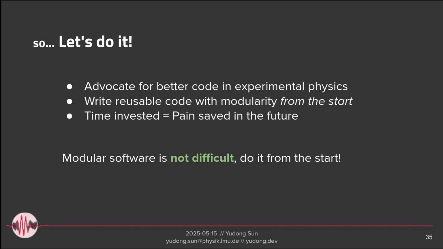So let's do it, right? Let's advocate for better code in experimental physics, write reusable code with modularity from the beginning. Because if you do it from the beginning, this time invested is pain saved in the future. And the fact of the matter is, modular software is not as difficult as people might think. It might seem daunting at first simply because you don't know it, but in and by itself, the concept is really not difficult to understand. And it is just simply easier if we do it from the start.